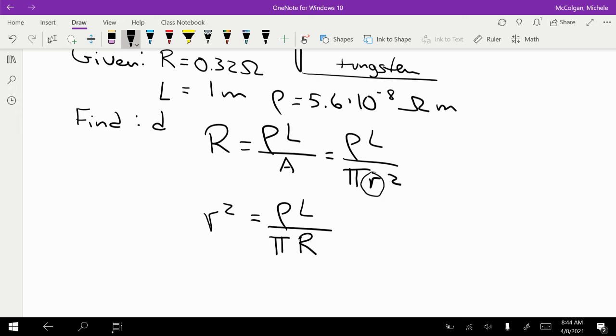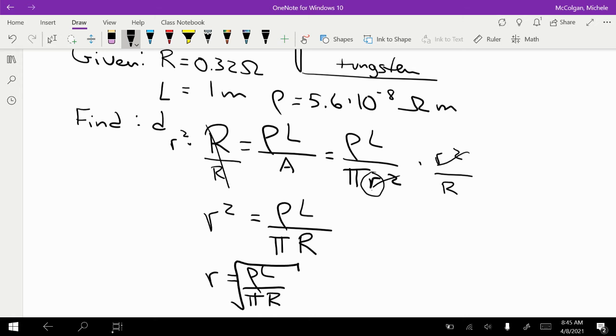I just took this and multiplied through by r squared, and divided by R. So I get rid of the r squareds here, I get rid of the R's here, and I'm left with this equation. r squared is equal to rho L divided by pi R. So r then is just equal to the square root of rho L over pi R.